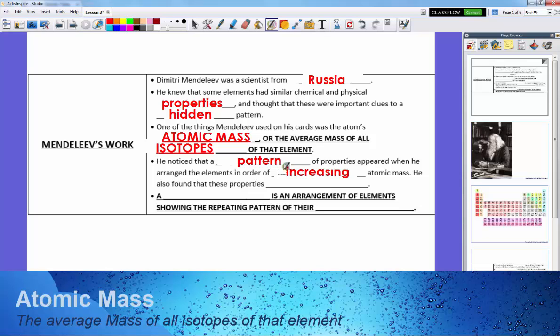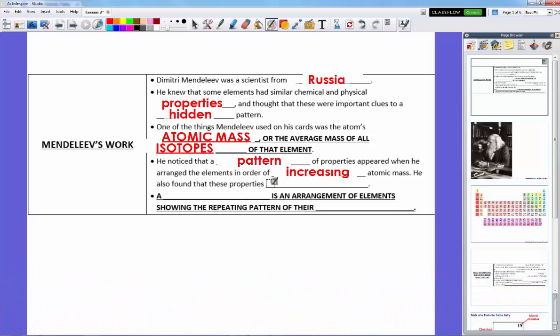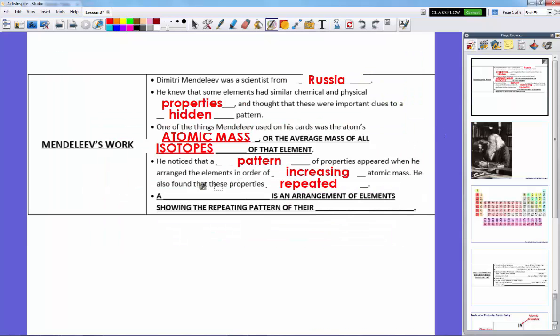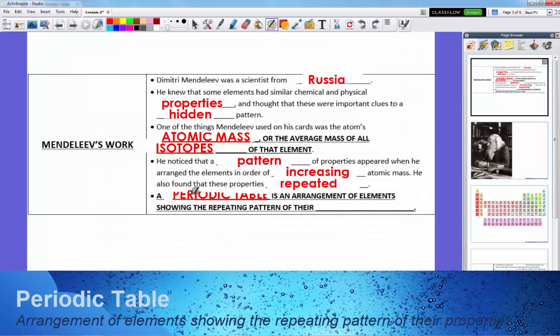mass. So in other words, what he did was he put all the known elements he had on cards and he wrote their atomic mass and he put them in an increasing order. And he found that these properties repeated themselves, oftentimes in more robust patterns, which we'll talk about a little bit later in class. And what he ended up putting together is this, the periodic table of elements. And a periodic table is an arrangement of elements showing the repeating pattern of their properties.